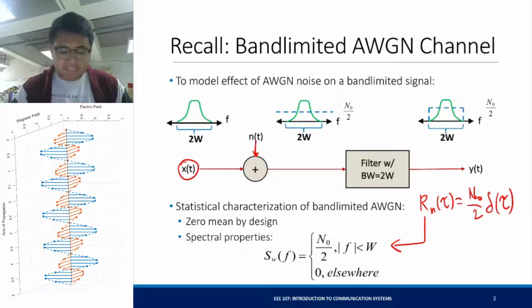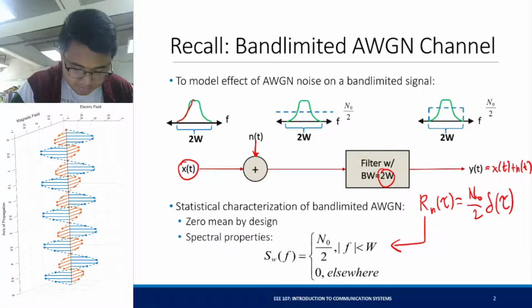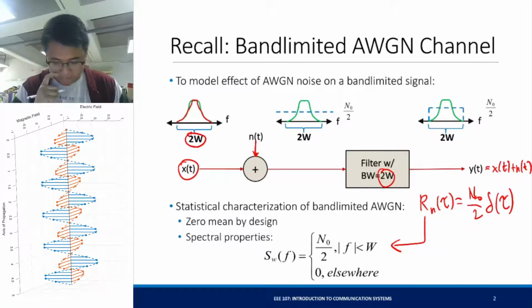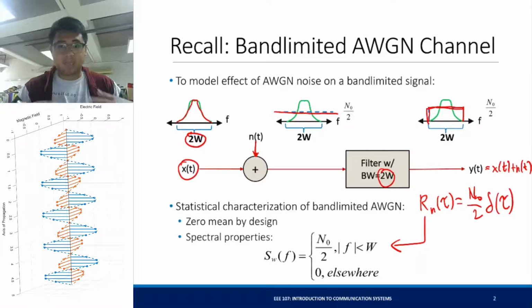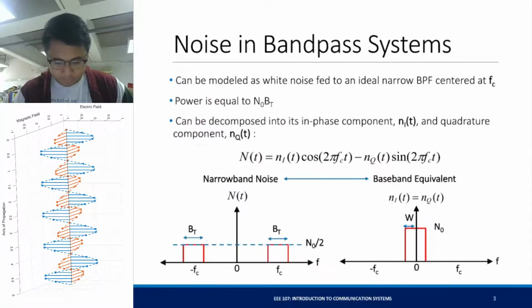Now, if we pass it through a filter with a bandwidth that is equal to 2W, you get a band-limited additive white Gaussian noise. And that is now your signal. Right? So your transmitted signal has a bandwidth 2W, and the noise will be added, but after filtering, you have this amount of noise that is impeding your transmission. Okay? So now let's look at the behavior of noise in bandpass systems.